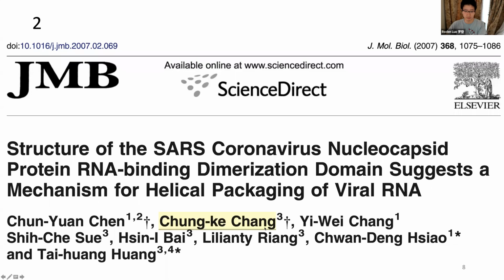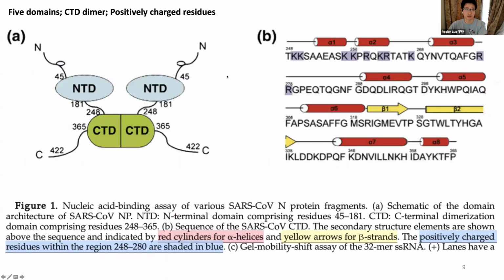This is another paper, the first paper on this topic that I found, published by Chang Ke. The first thing is there are 5 domains for each N protein. This from N side all the way to the C side is 1 N protein. This is another N protein. There are 5 domains, 1, 2, 3, 4, 5. There are 2 structured domains called N-terminal domain and C-terminal domain. And this diagram shows the 2 N proteins form a dimer through N-TD dimerization and through CTD dimerization.